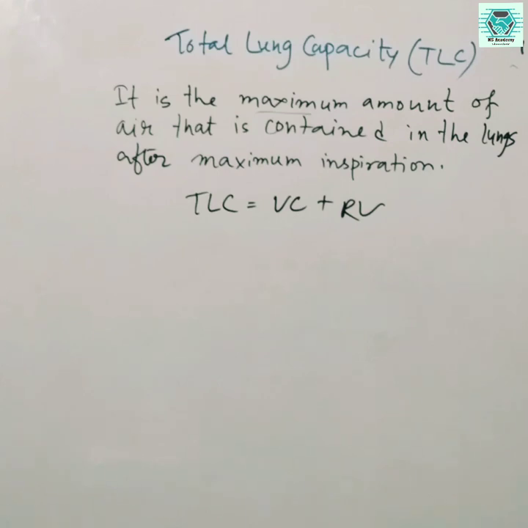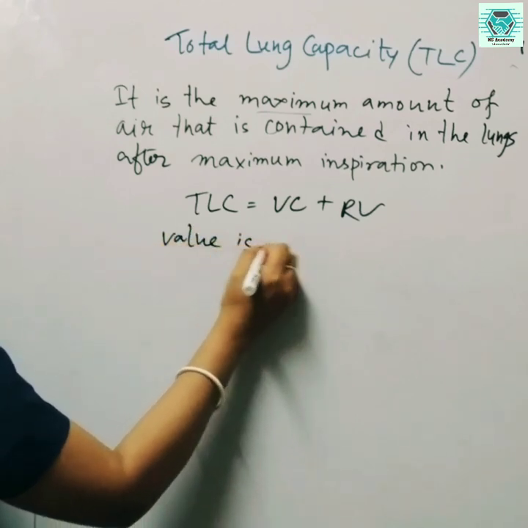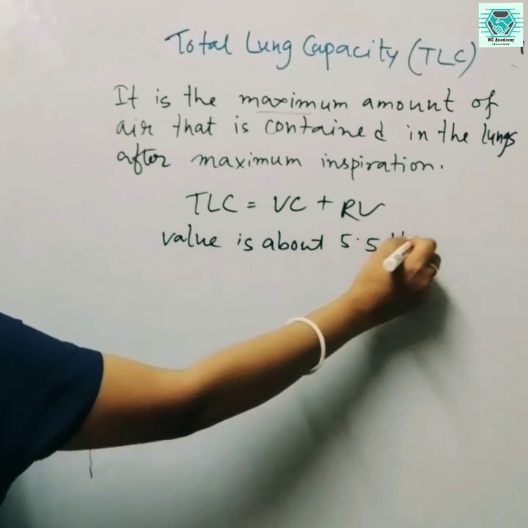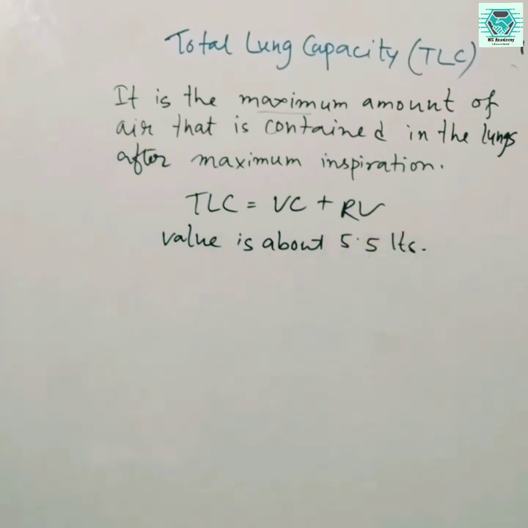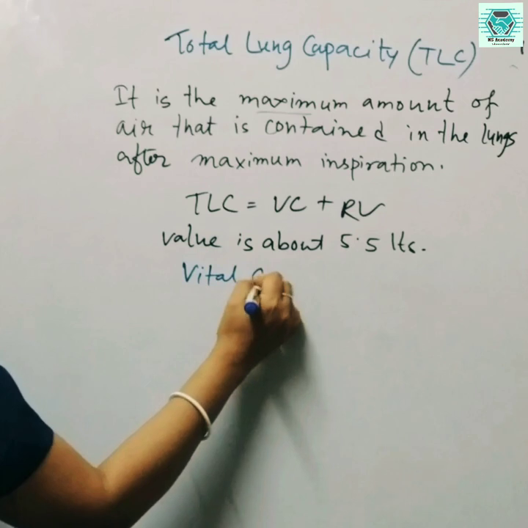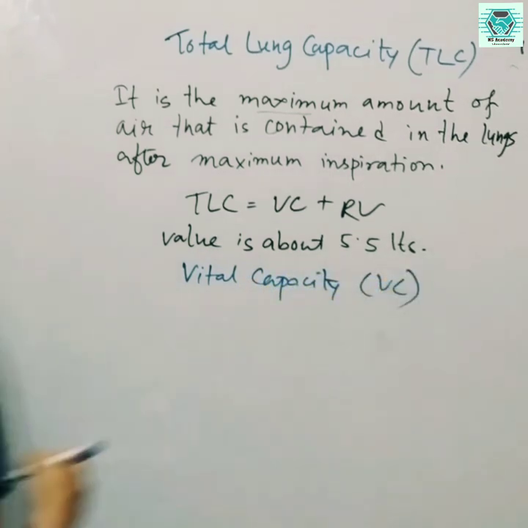Next, the amount is 5.5 liters. Next, the vital capacity, that is VC. So what is that?